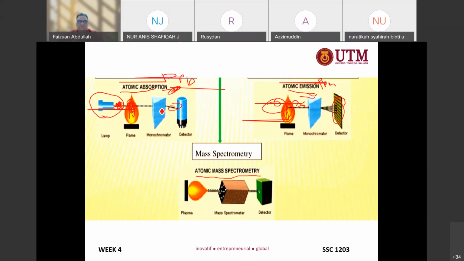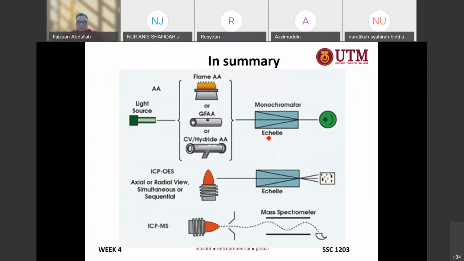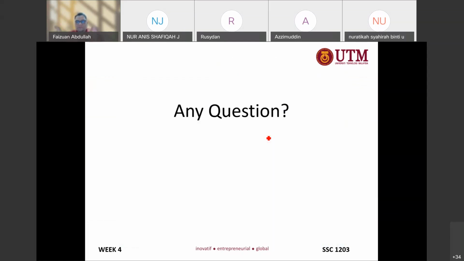Now, what is the difference of these instruments, AAS and AES, and the mass spectrometry instrument, ICPMS? We are not using flame or furnace. We have a plasma, a very high temperature atomizer. The mass spectrometer is not using a light detector for emission or absorption of energy, but it detects the mass of every single ion. It burns the sample completely to become ion state and then counts them in the mass spectrometer. So any questions, guys?